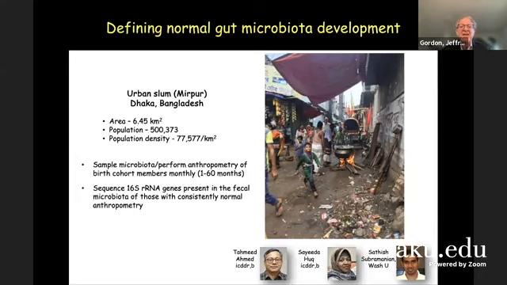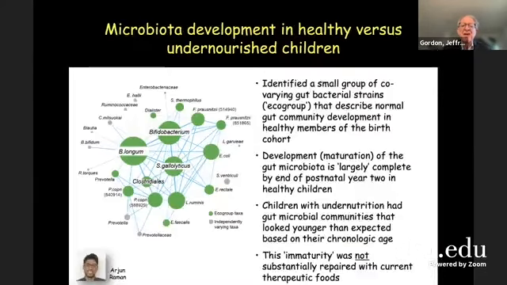It was a massive data set, and we had to apply machine learning algorithms and also statistical approaches to identify covariant networks of bacteria, to identify a small number of organisms that could describe this evolution of the microbiota in these healthy children. These taxa are referred to in this particular slide as an eco group. They describe normal community development in healthy members of this birth cohort. And it also told us that development of the microbial community in these healthy children is largely complete by the end of the second postnatal year.